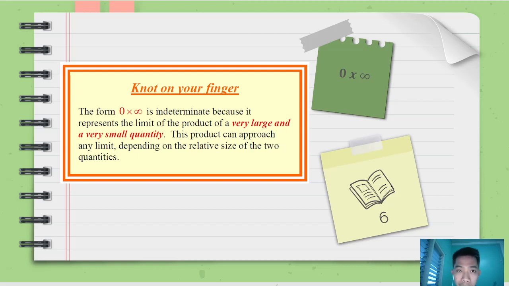Don't be confused. A 0 times a number according to algebra is always equal to 0. But here in differential calculus, 0 is not an exact number, but it is a limit. It approaches 0. So 0 times infinity is one form of indeterminate number.